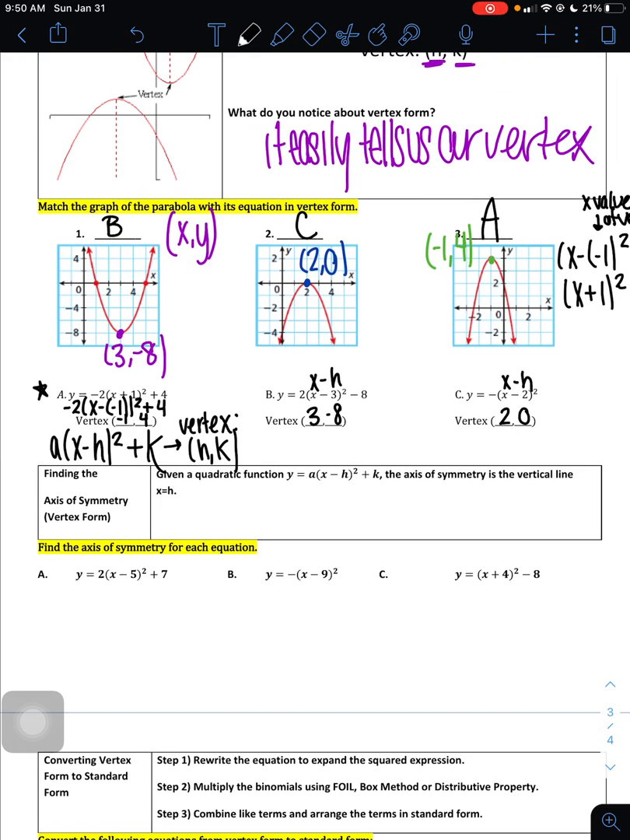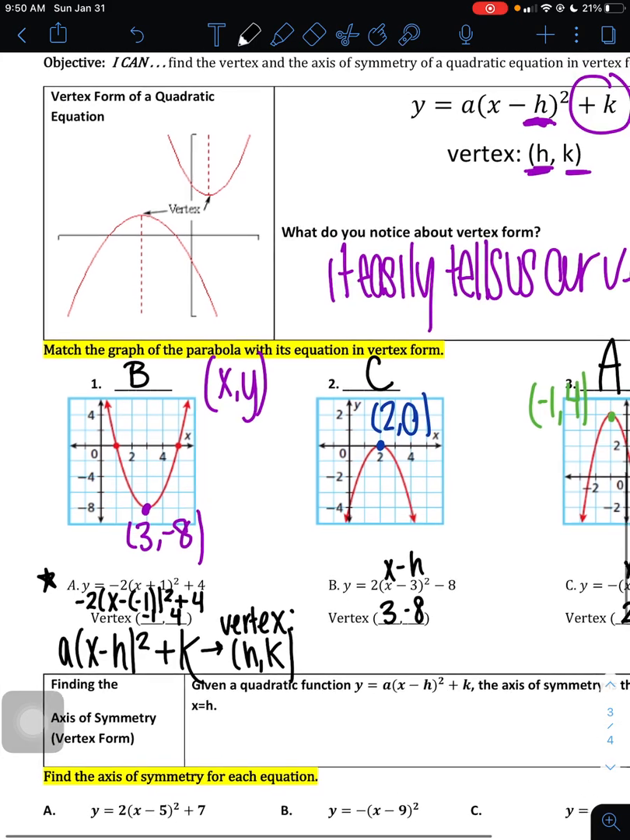But anyway, I'm going to come down here and look at how to find the axis of symmetry. And you guys, this is going to be so straightforward. It says, given a quadratic function in vertex form, the axis of symmetry is the vertical line x is equal to h.